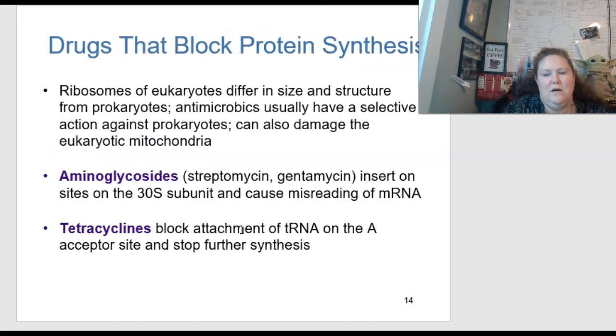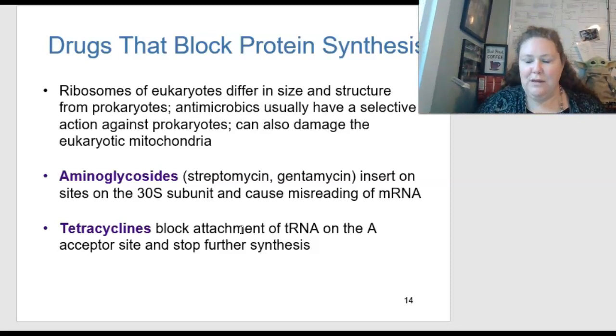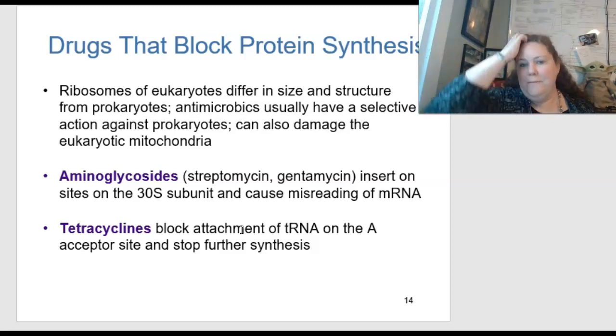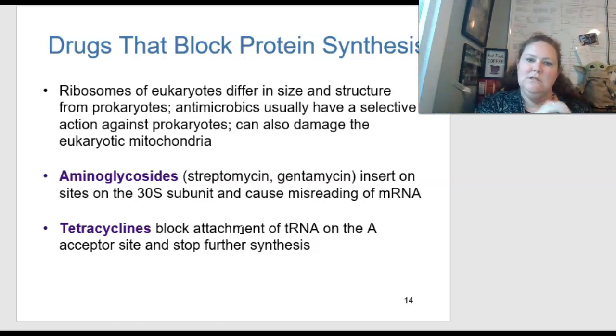So moving on to other ways that we can affect these, we have drugs that can block protein synthesis. Ribosomes of eukaryotes differ in size and structure from prokaryotes. And those antimicrobics usually have a selective action against prokaryotic cells, and they also can damage the eukaryotic mitochondria. Okay, you have the aminoglycosides, like your streptomycin and your gentamicin, and these are going to insert on the sites of the 30S subunits of the ribosome, and this causes the misreading of messenger RNA, therefore a misformed protein, right?